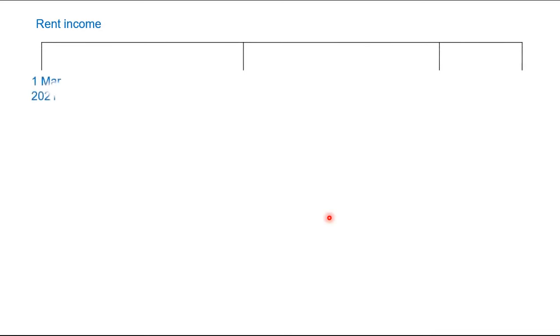Starting when? March 2021, ending when? 28th February 2022. Something happened in September. In September, rent increased by 11%. Please check rent adjustments if you don't understand what I did here.